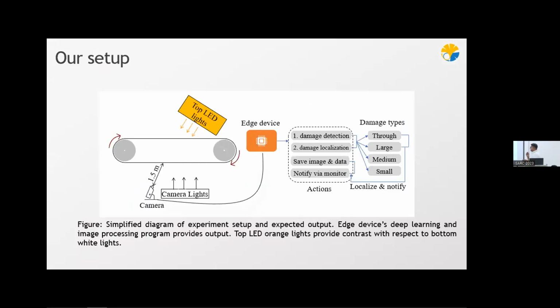So our setup looks like this. We have a camera and some lights because it's very dark inside. And then we have the edge device, or in some cases, we also have cloud servers as well, that detect damages, and we classify those damages into 4 categories. Through damage, that's going through, large big damages, and then we have large size damages that are not going through, so it's not crossing to the other side of the conveyor belt. Then we have a medium sized damage and small size damage as well.